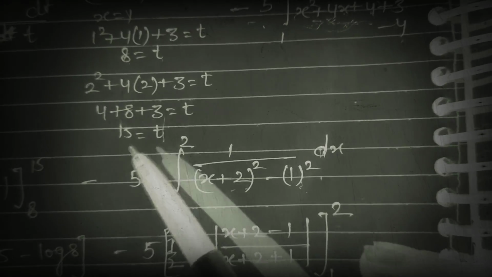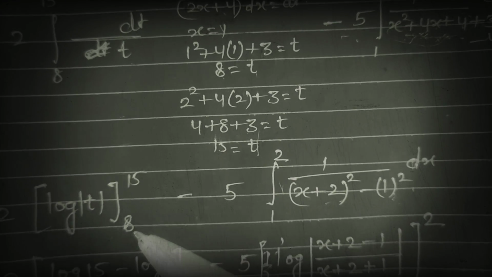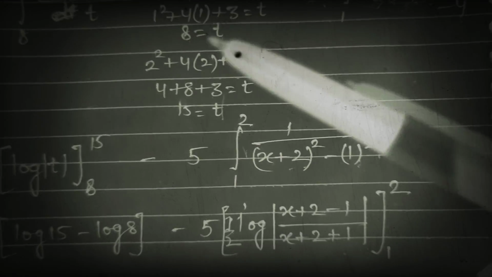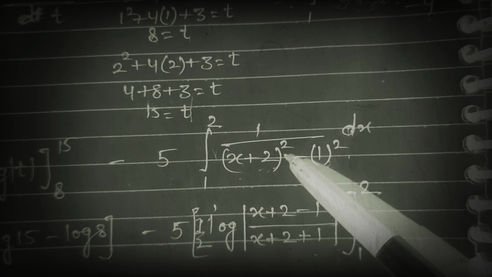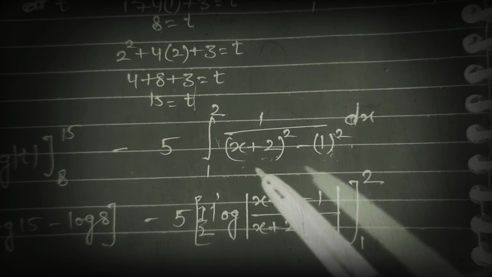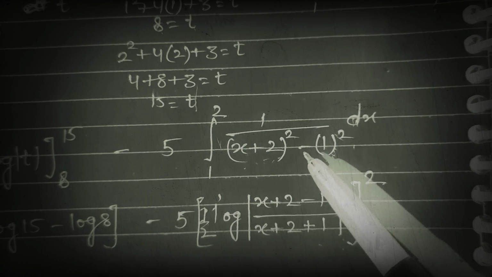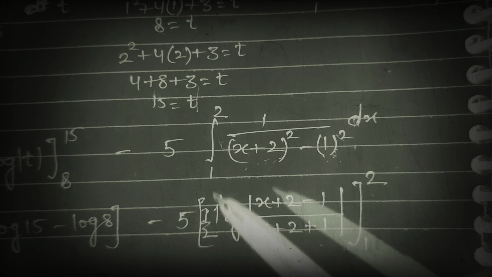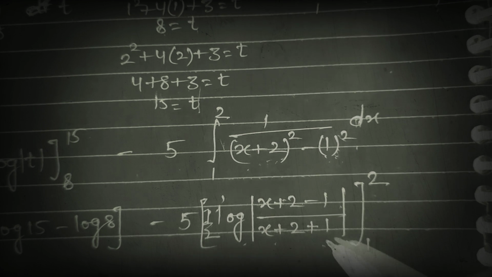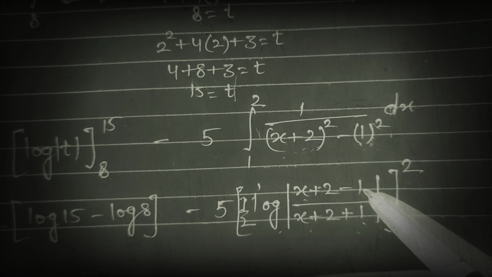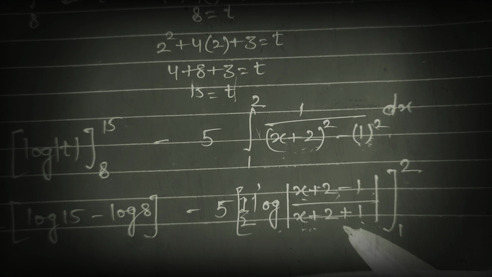So look at this part. 1 upon t, integration is log t, and its limit is 8 to 15. And here 5 as it is, 1 upon x plus 2 whole square minus 1 square. So it is x square minus a square. What is the integration of 1 upon x square minus a square? It is half of log of x minus a upon x plus a. It will be x plus 1 in the numerator and the denominator will be x plus 3.